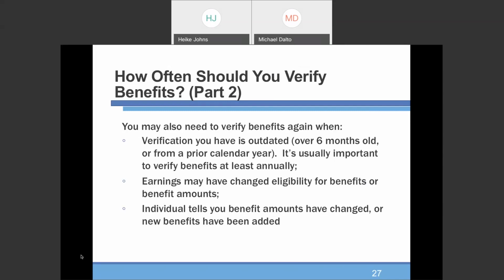It's good to verify benefits again if a person's earnings change and their eligibility for benefits or the amount of benefits they've been receiving might have changed as a result. If the person tells you their amounts have changed or that they've gotten new benefits, you want to verify those.